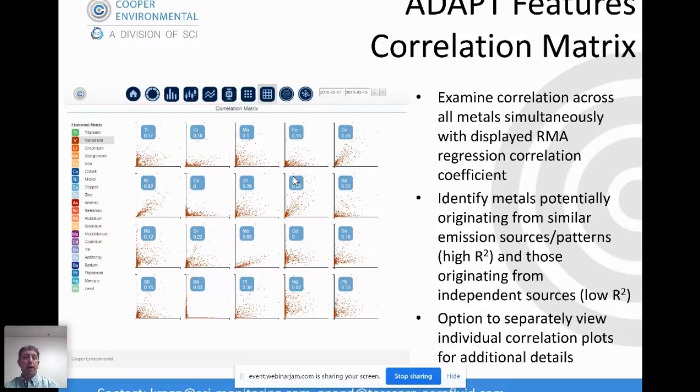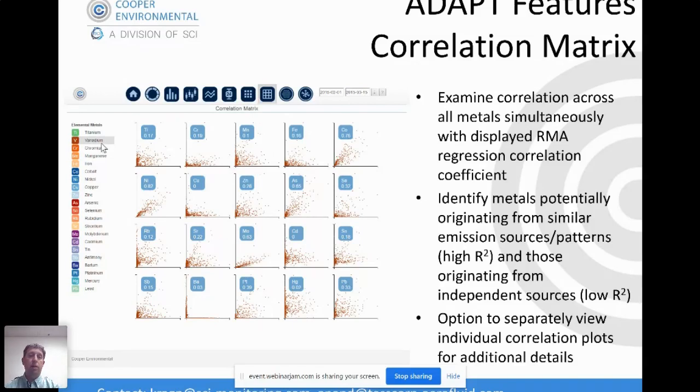This particular slide shows the correlation matrix feature of ADAPT. And what you can do with this is automatically, for each element that you select, in this case vanadium, plot it against the concentration of every other element that's being measured by the Xact. And if you have a high R squared, that indicates that those elements are highly correlated and maybe from the same source.